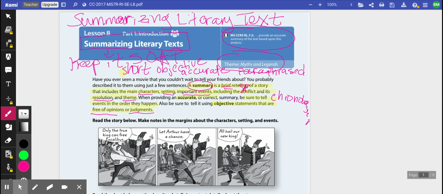So we know that our characters: we have Merlin, we have the big dude, that's what I'm going to call him, and we have Arthur.